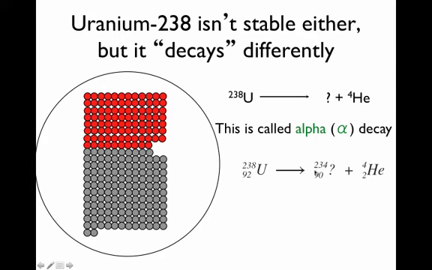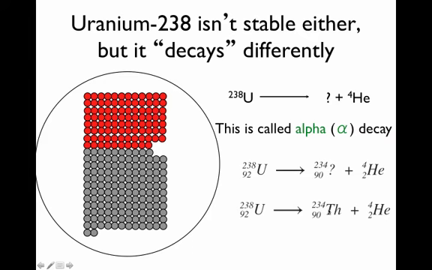So the question mark has to have 90 protons. It has to have 90 positive charges, because 90 positive charges plus 2 additional positive charges from the helium will equal the total number of positive charges that the uranium had at the beginning. So now we know that this question mark, whatever it is, has to have a mass of 234, and it has to have an atomic number of 90. And then if you look up in the periodic table what element has an atomic number of 90, you'll see that it's thorium.